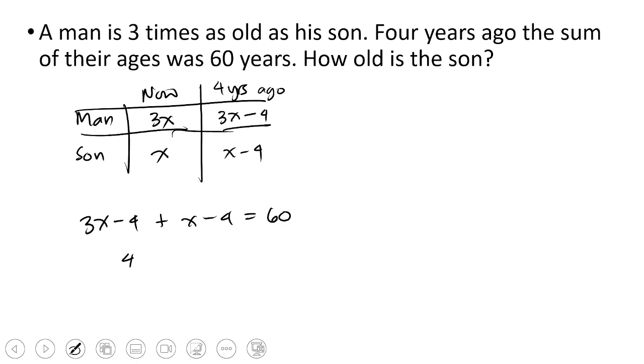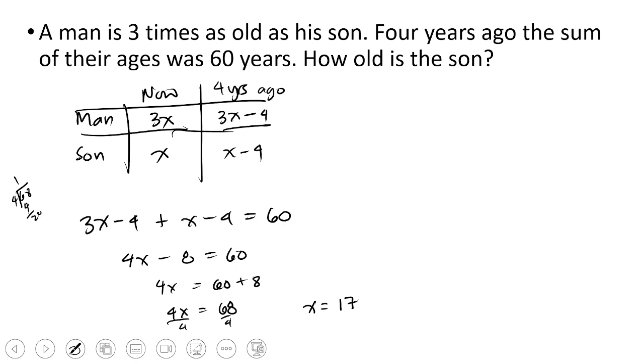So solving that, we get 4x minus 8 is equal to 60. Sorry, let me do that step by step. The 60, sorry, that should be 60 plus 8, not 60 minus 8. So 4x is equal to 68. So divide both sides by 4. So x will be equal to 17. So right, 68 divided by 4. Exactly, 17. So the son is 17 years old, and the man would be 3 times 17 is 51.